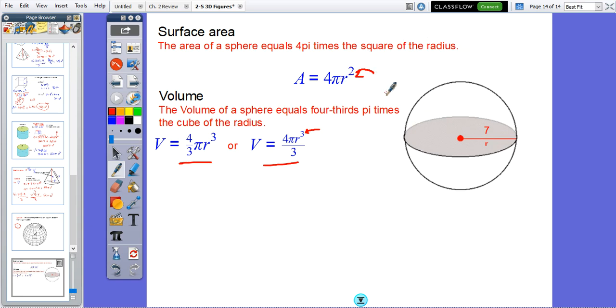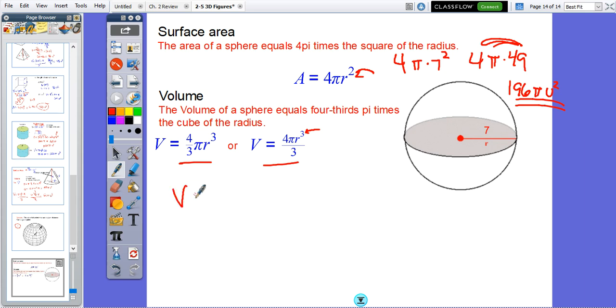So as we do this problem right here, we'll do surface area first. We'll do 4 pi times 7 squared. Make sure you square that first. You do 4 pi times 49. You multiply those, and you get 196 pi units squared. Okay? Leaving it in pi is a perfectly acceptable answer.